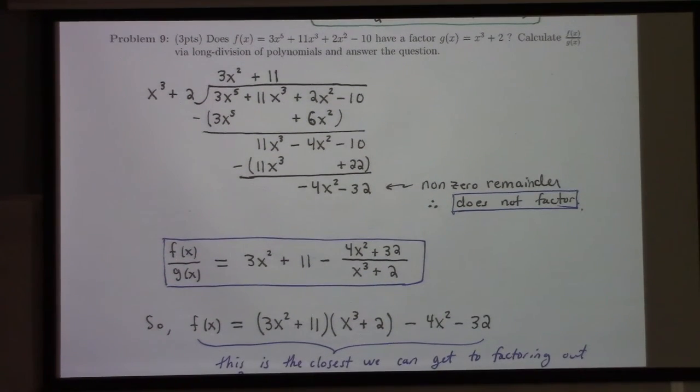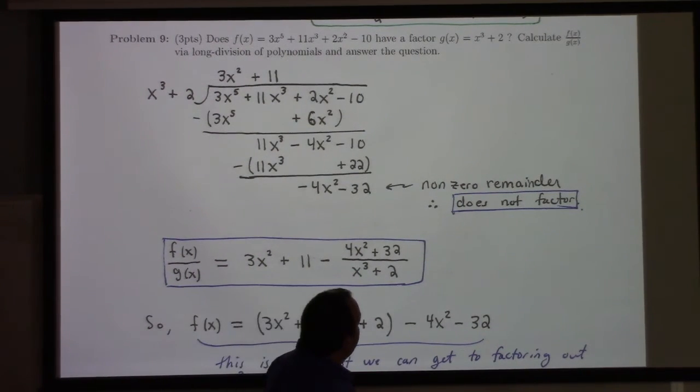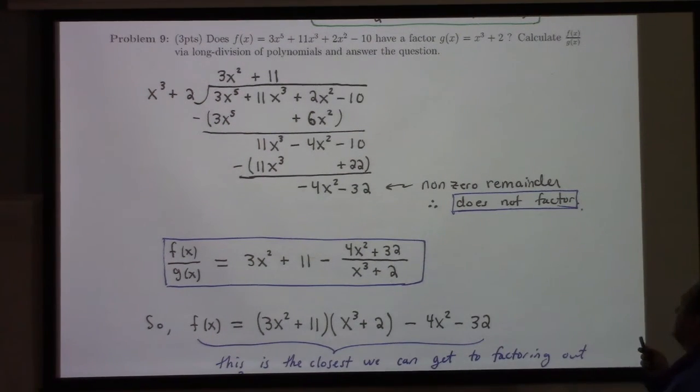All right. So problem 9. The question is, does this fifth order polynomial, 3x to the fifth plus 11x cubed plus 2x squared minus 10, have a factor of x cubed plus 2? And then I gave you a hint. I said calculate f of x over g of x by long division of polynomials and answer the question. What question am I talking about? This question right here, right?